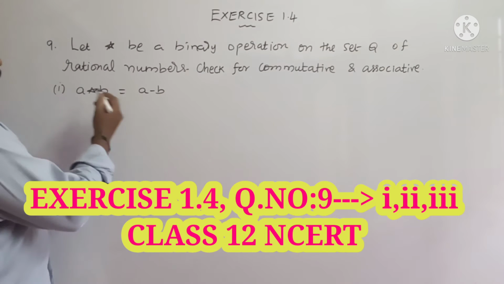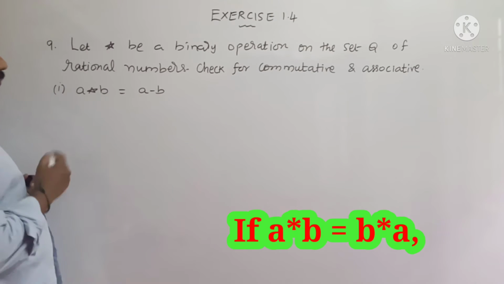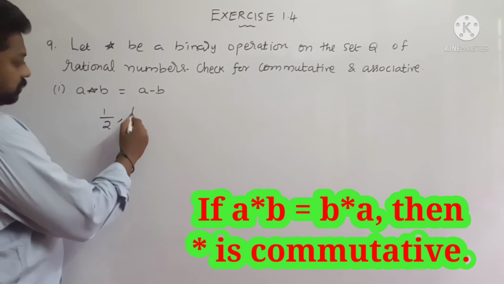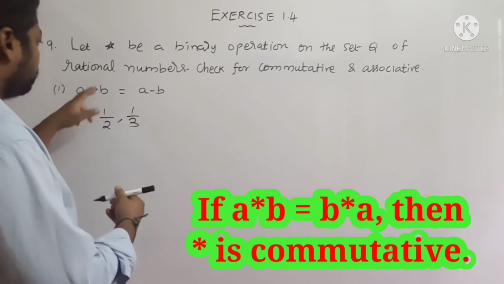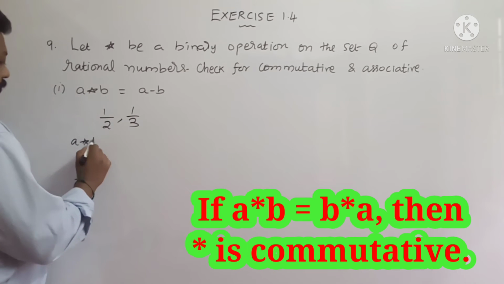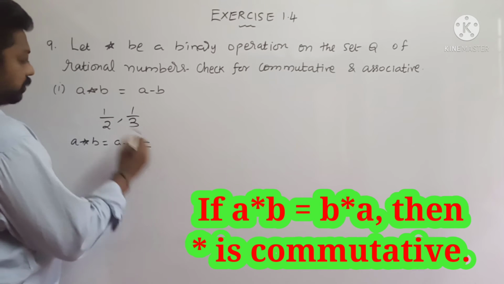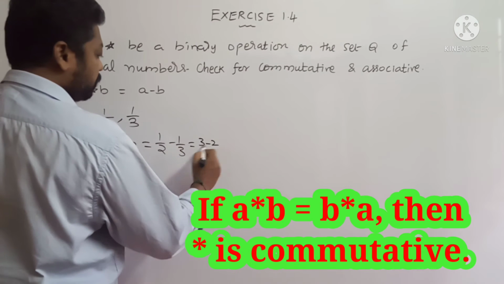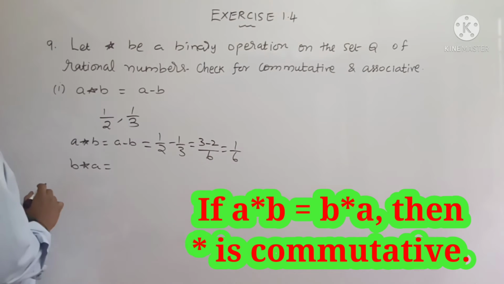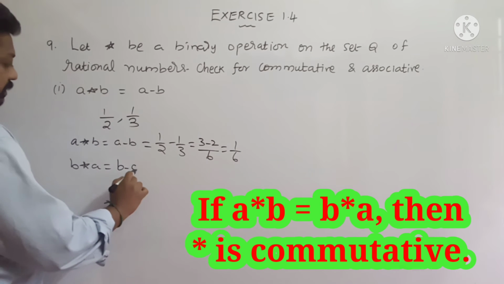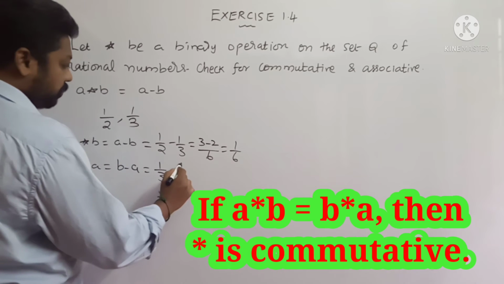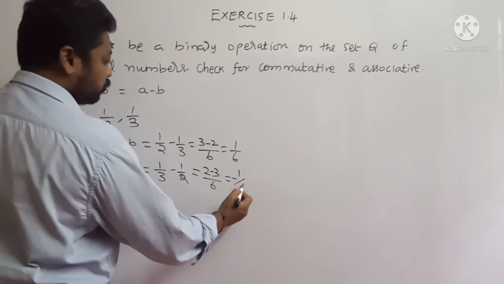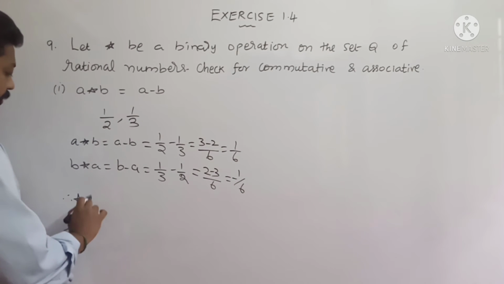Fine. So the first one is A star B is A minus B. Okay. So we check for the commutative first. We will take any two rational numbers, 1 by 2 and 1 by 3. So A star B is A minus B. That is 1 by 2 minus 1 by 3. So 3 minus 2 by 6, that is 1 by 6. Let's check for B star A. So B minus A, 1 by 3 minus 1 by 2. So 2 minus 3 by 6, minus 1 by 6. Therefore star is not commutative.